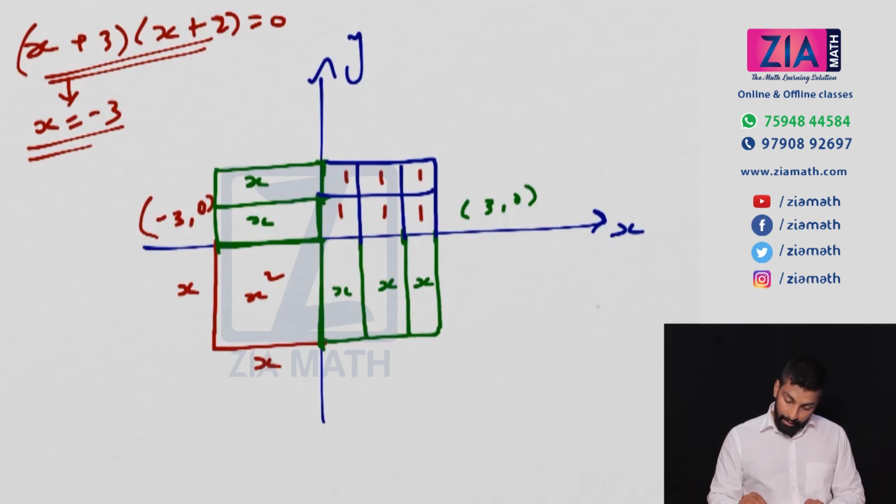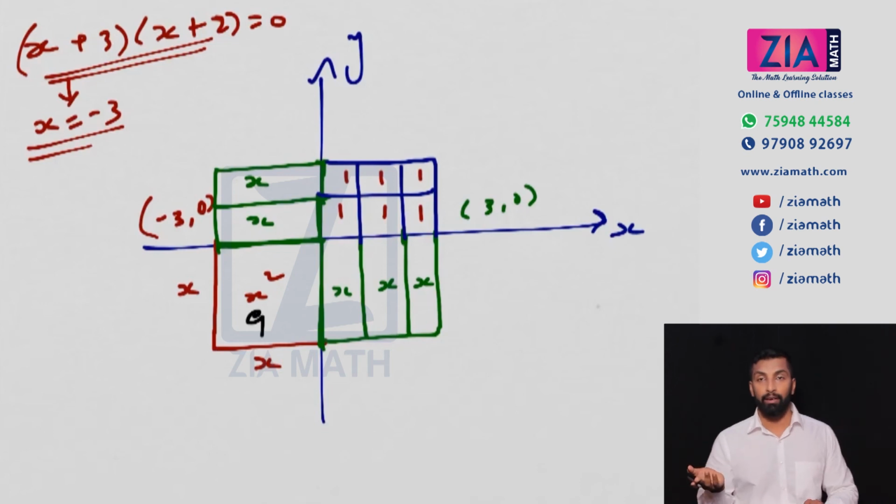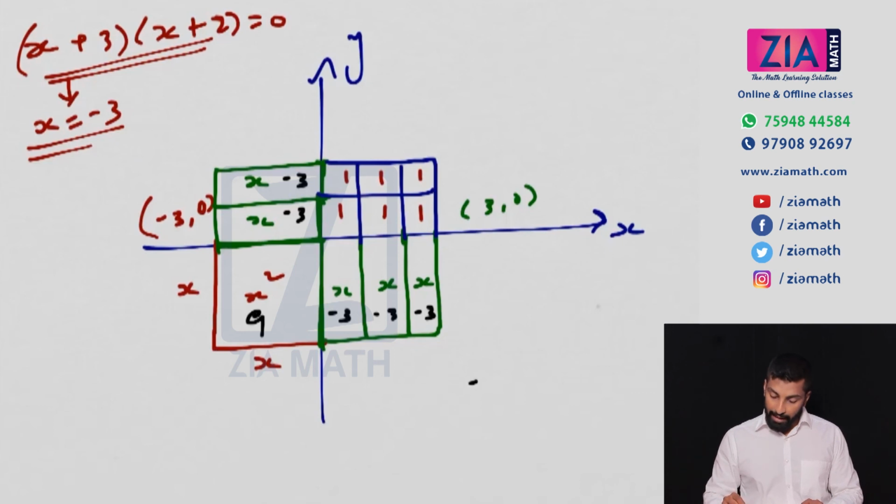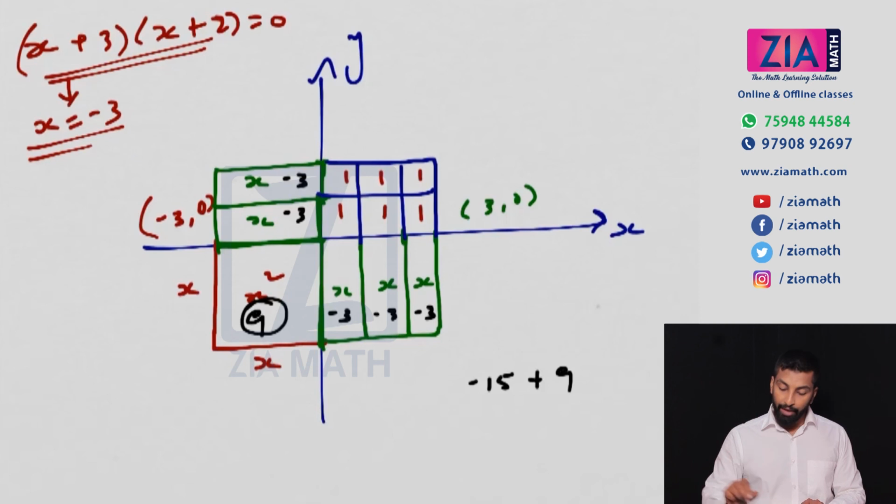If you have any problem in visualization, just put x is equal to minus 3 here. You get 9 here, right? So I am changing the variable to number. Minus 3 square is 9. So this is minus 3, this is minus 3, this is minus 3, this is minus 3, this is minus 3. So 5 times minus 3 means minus 15. Then I have a 9 here, so plus 9. Then I have 1, 1, 1, 1, 1, 1. 6 times 1 will give you 6.